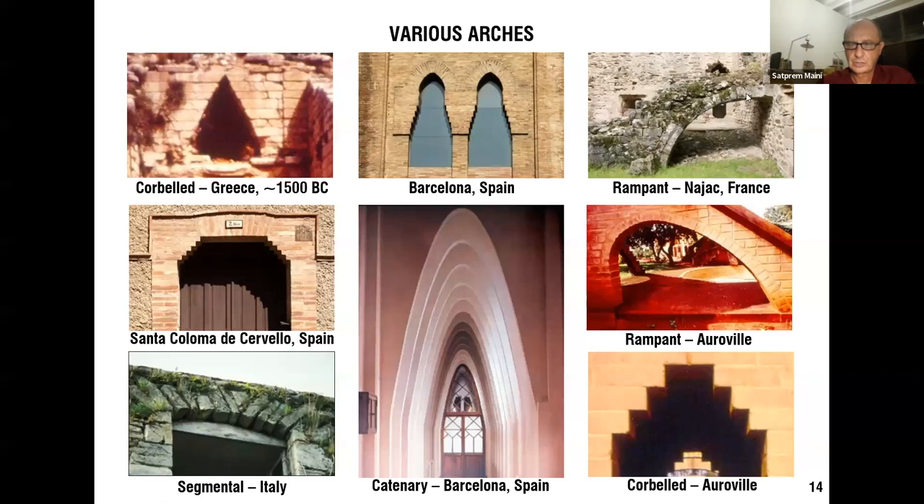Rampant arches, which are on two levels, start on one level, finish at another one, often used for staircases. This is in France, this is in Auroville. Corbel arches, different types of segmental arches here, combination of corbel arches and flat arch here. You have really many, many different types of arches, and also playing with the different kind of materials, different proportions of things. Then we go on with another bridge in Spain.